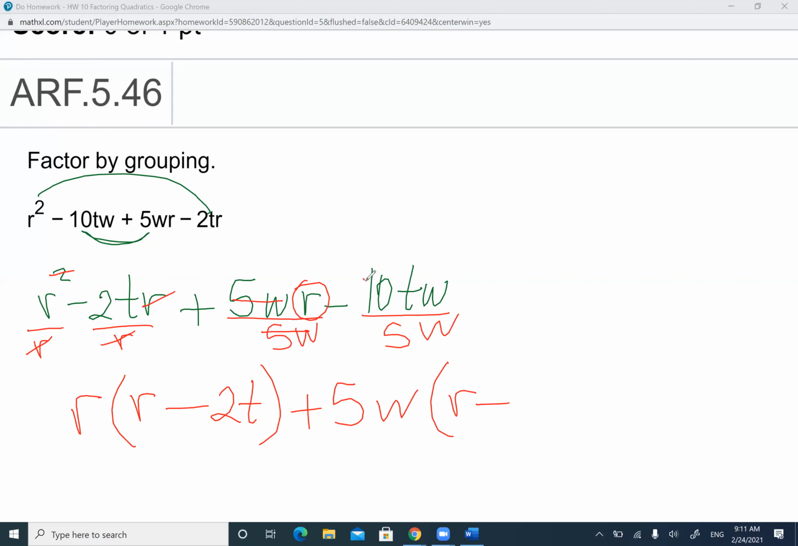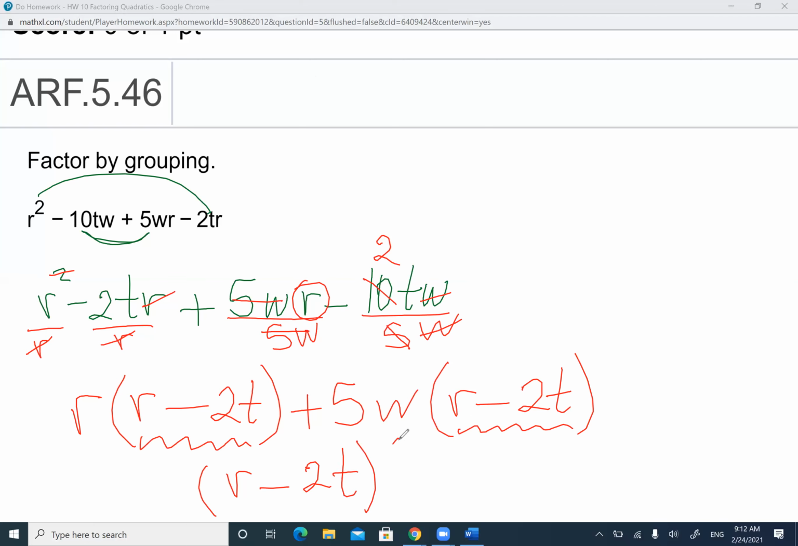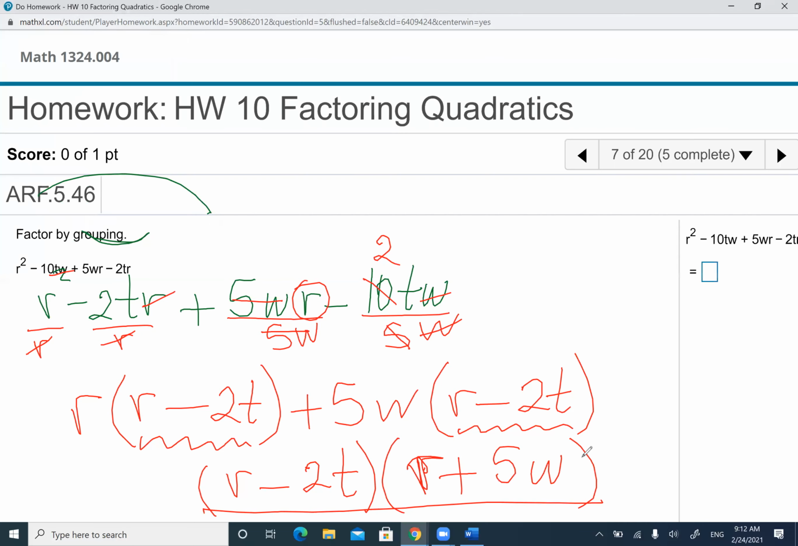And again, we get the same in the parentheses, right? That's what you want to get, the same. And then you're going to factor it out, r minus 2t. And that's my first parenthesis. And then the second is r plus 5w. Okay, and that's my final answer. It's going to be exactly like that. Okay, and we put the answer right here.